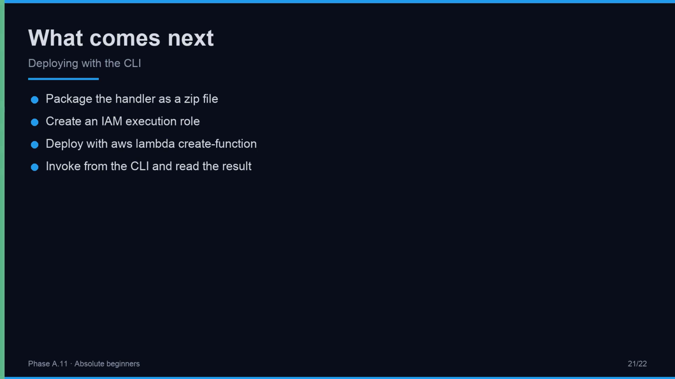Next lesson, we deploy this handler to Amazon. We package the file as a zip, we create an IAM execution role that lets the function write logs, and we run aws lambda create-function with the right flags. Then we invoke the function with aws lambda invoke and read the result from an output file. The handler you wrote today is exactly what we deploy. Local testing first, then deployment, that is the order, and you have done the first half.